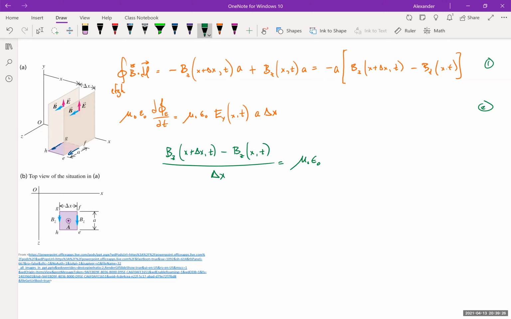Oh, wait. D by dt of the electric flux. I just wrote the flux. Again, you gotta watch out. Who knows what I'm gonna write? D by dt, where again, we should use the partials because we're not talking about the rate of change with respect to X.